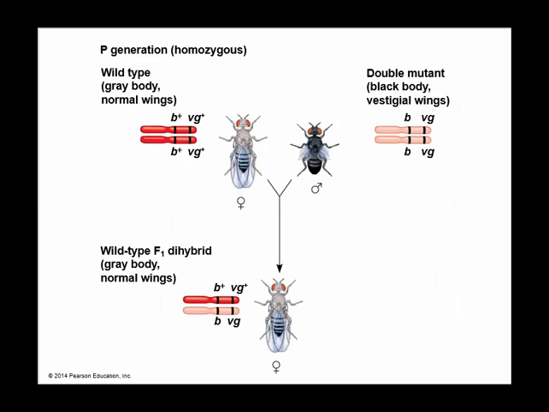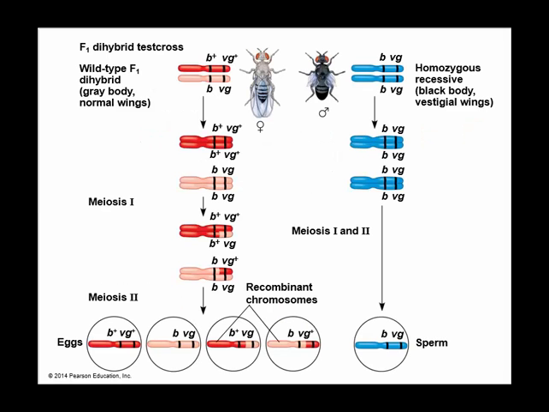So here's our fruit flies again. Here's our parental generation. Here's our F1 offspring. Everything is all looking good, the same as what we've seen so far. Now let's overlay this possible crossing over during meiosis 1.